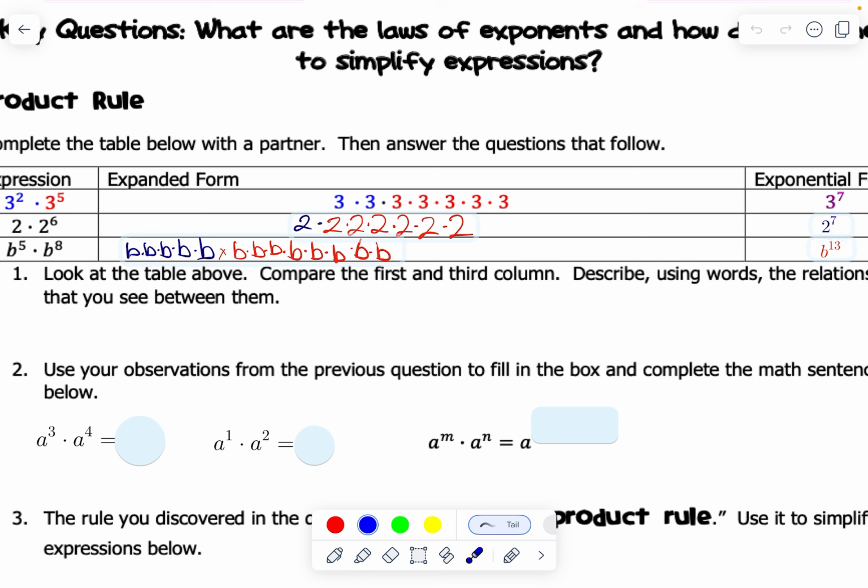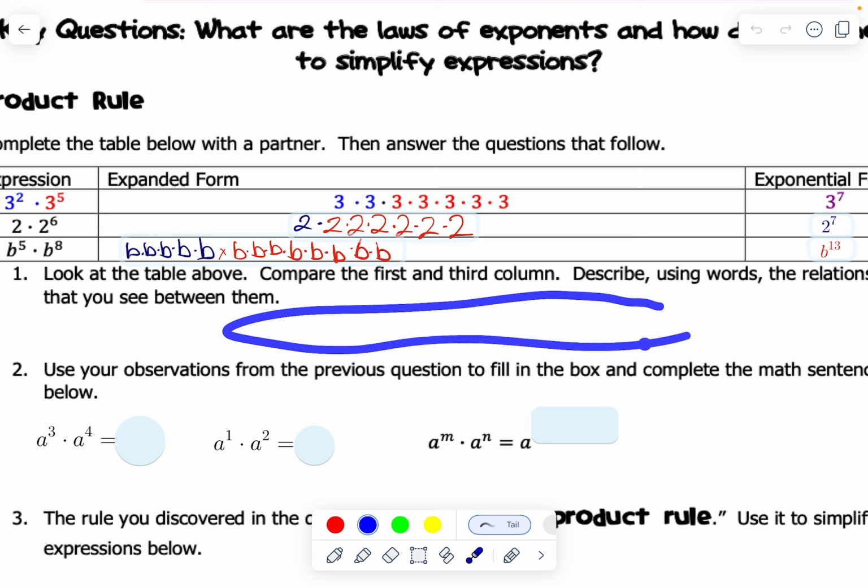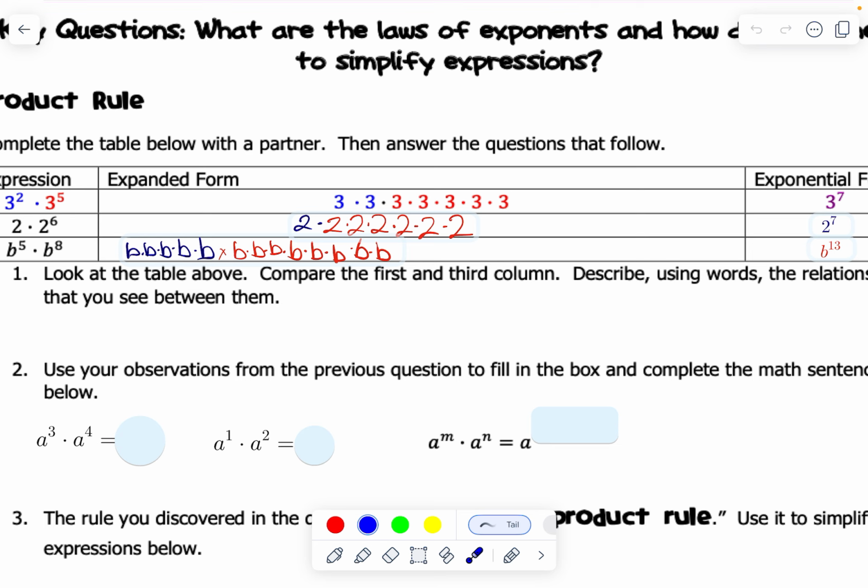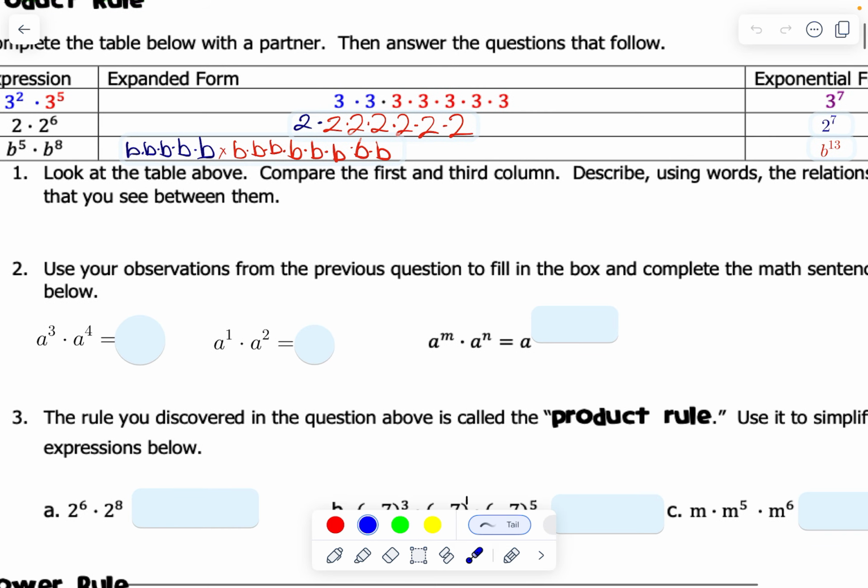So take a moment, fill this out, and say, hey, what do we think is going on here? If I am multiplying bases, what do I do with the exponents? If I'm multiplying together bases that are the same, like 3 and 3, or 2 and 2, or b and b, what do I do with those exponents? And let's try a couple more examples.